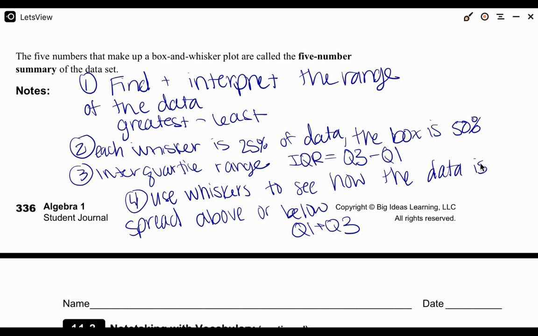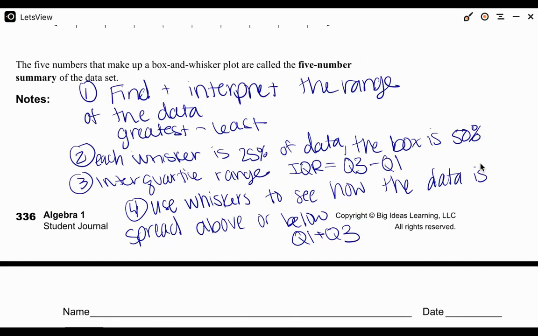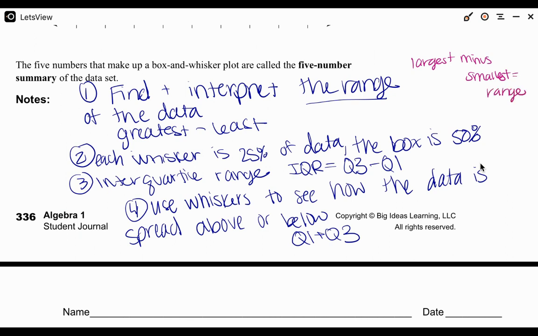So these are just other notes. Some of the questions are going to ask you how to interpret. So number 1, if it asks you to find and interpret the range of the data, you would just go from your greatest to your least. Just take your greatest value minus your least. So if your greatest value is 17 and your least value is 5, you take 17 minus 5, and that's going to give you your range. So range is largest minus smallest, and that's equal to your range. You just want to see how far it's spread apart.